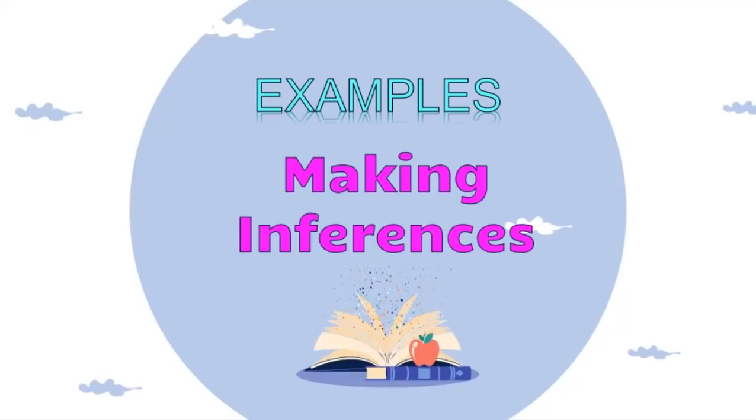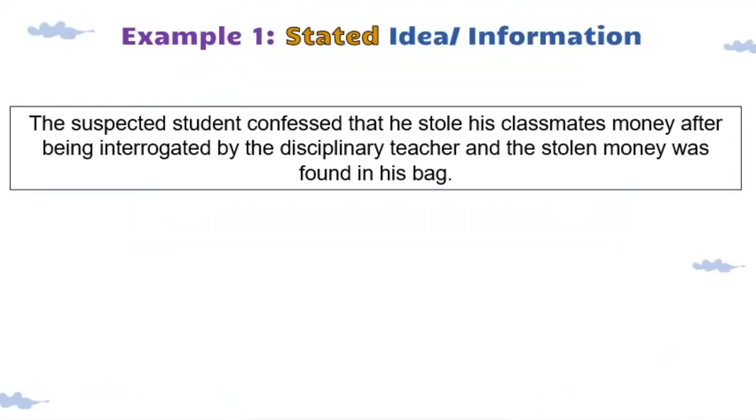Okay, look at example 1. This is the stated information. The suspected student confessed that he stole his classmates' money after being interrogated by the disciplinary teacher, and the stolen money was found in his bag. So this is what was stated in the text.